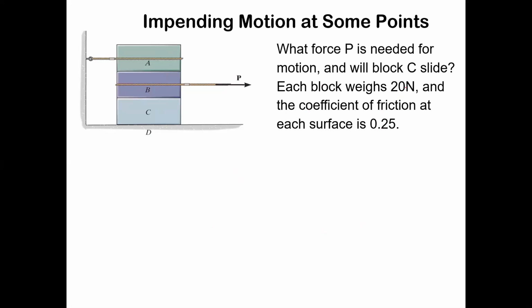So they're telling us the blocks weigh 20 newtons and the friction coefficient is 0.25 between each surface. So you can start with case 1, and that's where B slips at both surfaces.